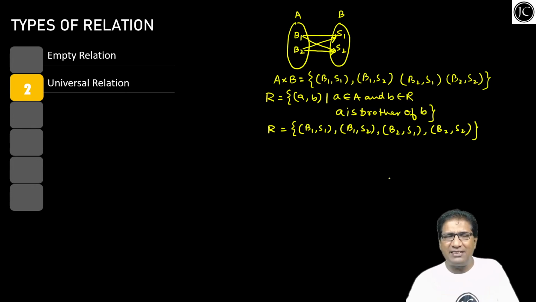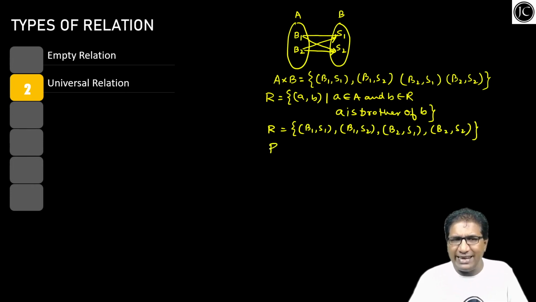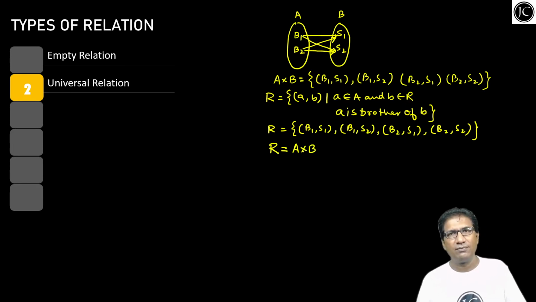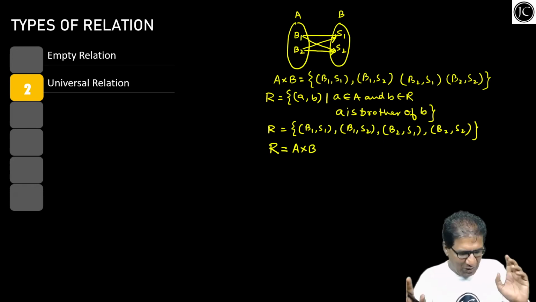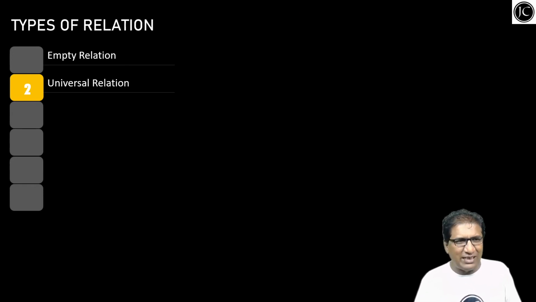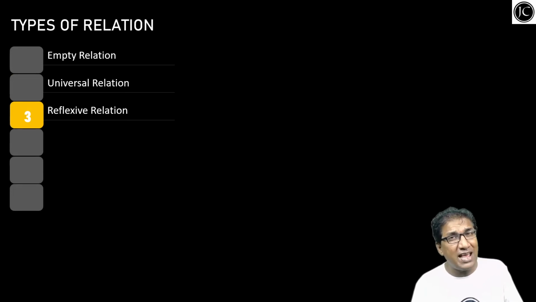Okay, these ordered pairs. Now we have seen that here the relation is coming to A cross B. When you find that your relation is same as your A cross B, we say that this relation is universal relation. Is it clear to all of you? Okay. Now let us come for the next one, which is called reflexive relation.